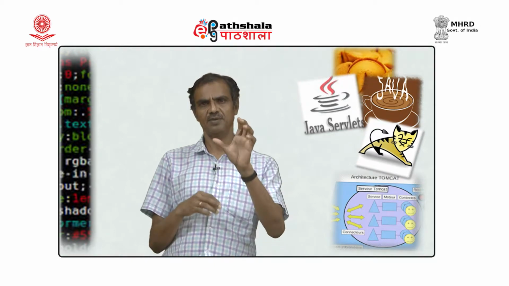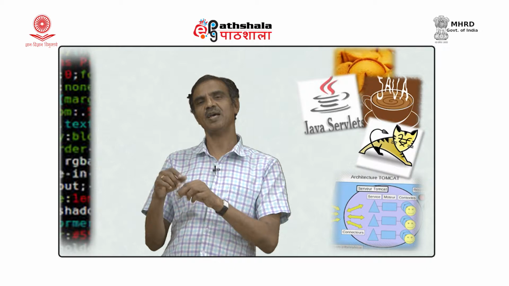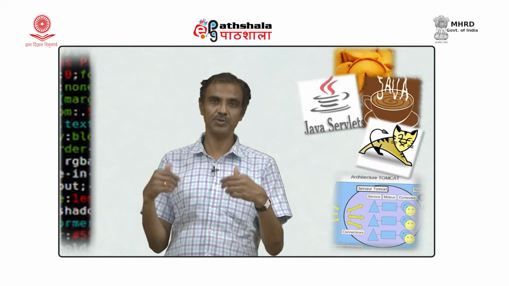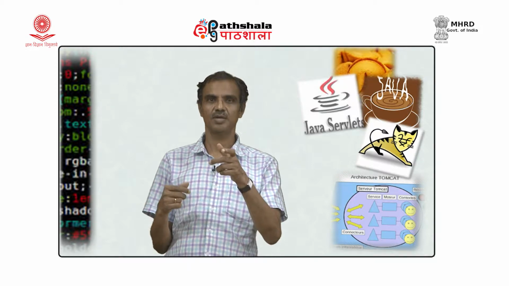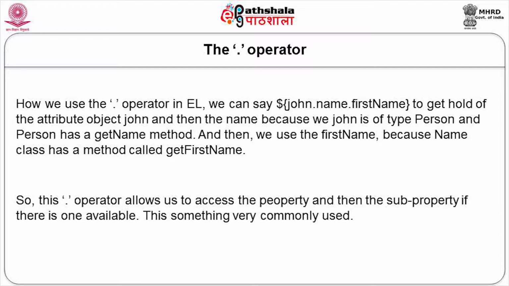fine. And we understand that once you have a person, the person has a name and name has first name and last name. Okay. So, it should then be possible for you to use this dot operator, fine. How we use the dot operator here is, we will say dollar braces and then we can say John to get hold of the attribute object, fine. We get them by name, but you do not have to put in double quotes, fine.